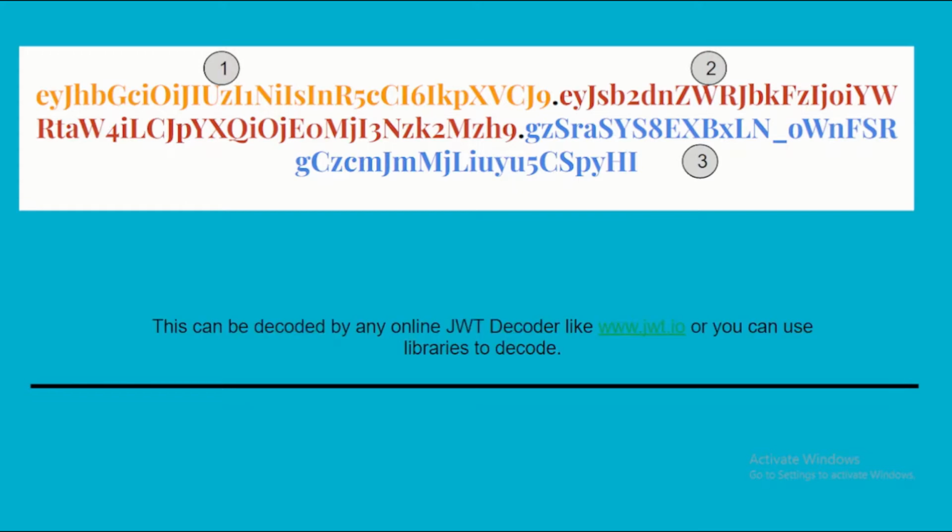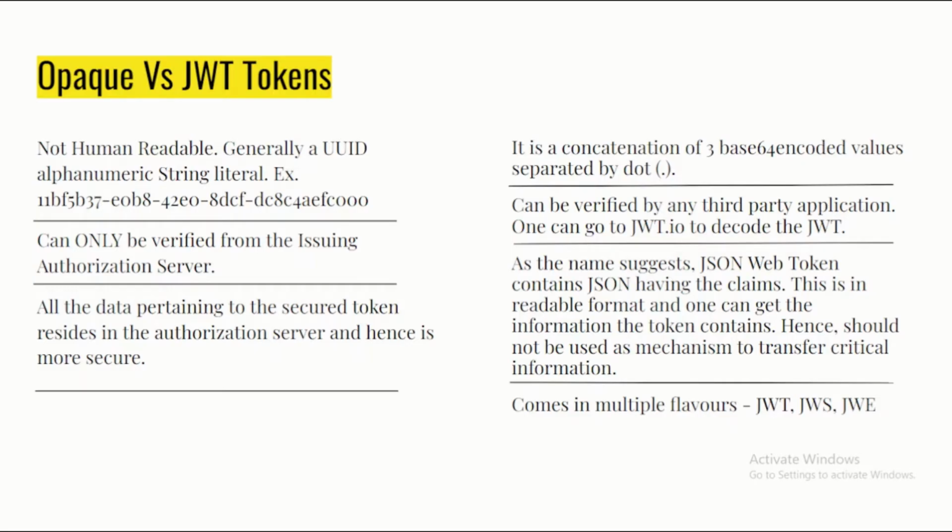Now this can be decoded by any online JWT decoder. You can go to jwt.io, paste this, and you will be able to see the content behind it. The main benefit is that you need not depend on any authorization server. If you want to validate this or know the information, you can directly decode it. So this is a summary of it.